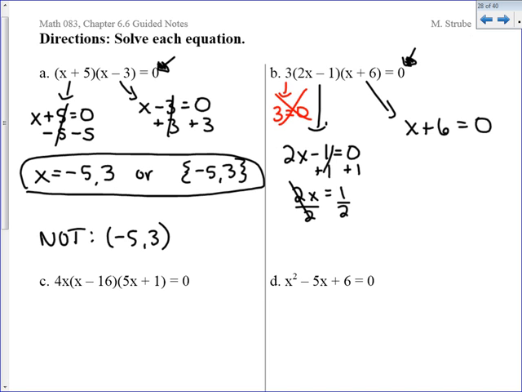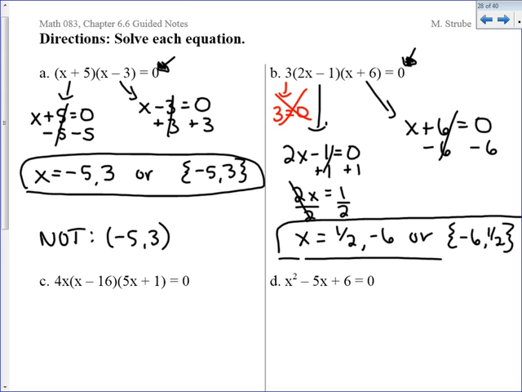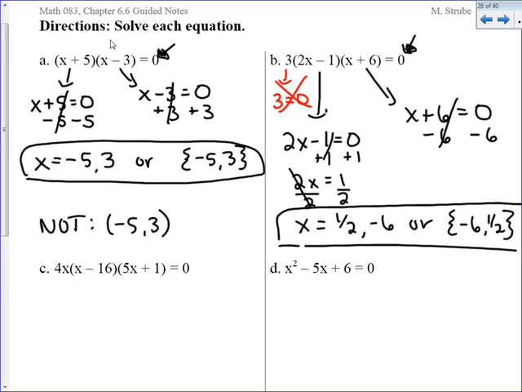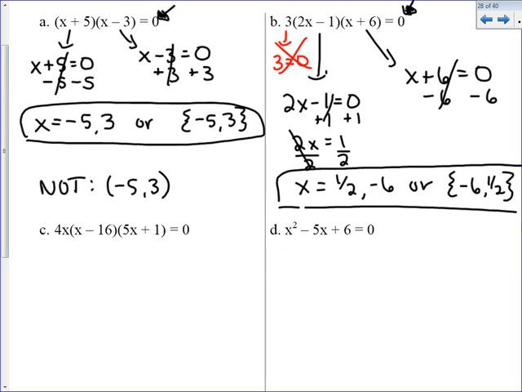Now the second answer is a 1-step equation. All I have to do is subtract the 6. So my 2 answers are that x equals 1/2 and negative 6, or you could write it as a set with the squiggly brackets. Either or. And the reason I switched the order when I went to the set is you usually do smallest then largest, but you don't have to.